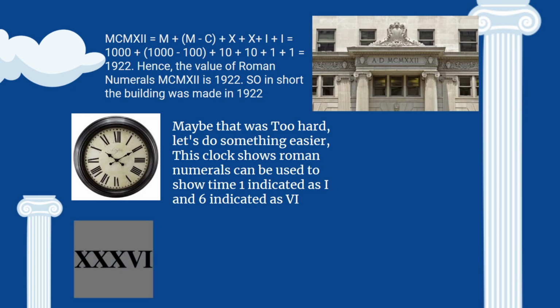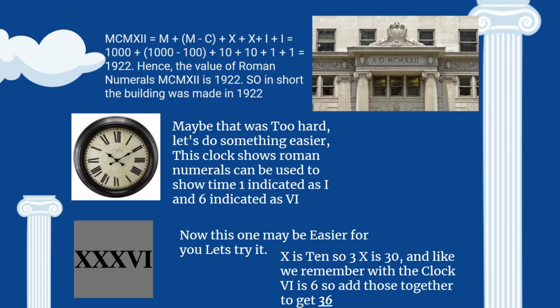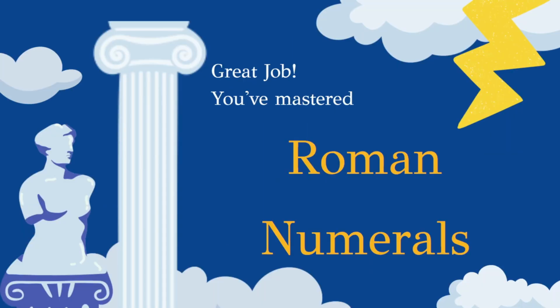Now over here we have another example. Now can you tell me how we get this? Great job. X is 10, so 3 X's is 30. And like this, we need to remember the clock. See, when the VI is indicated as 6, we add the two numbers together, 30 and 6, and we get 36. Now, great job. You've mastered Roman numerals.